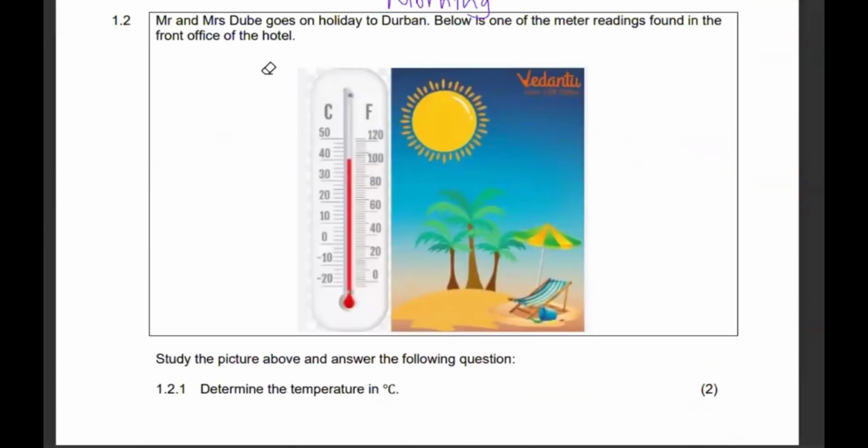Study the pictures above and answer the questions that follow. Determine the temperature in C. Now, the temperature in C, it will be indicated by a simple line here where the red line was stopping. So we are looking at it in degrees Celsius, not Fahrenheit. So which is the 40. So here we are supposed to have 40 degrees Celsius. Okay, we continue.